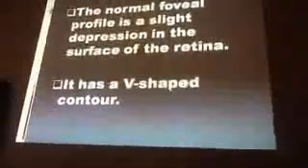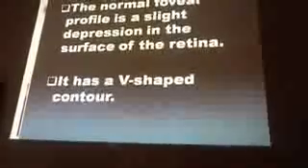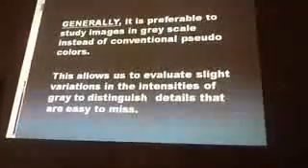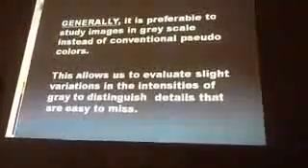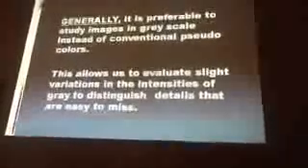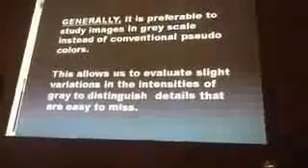Now, the normal foveal profile is a slight depression in the surface of the retina. It has a V-shaped contour. Very important, we know that. So that's the V shape here. Generally, it's preferable to study images in grayscale instead of the conventional pseudo-colors we've seen. This allows us to evaluate slight variations in the intensities of gray to distinguish details that are easy to miss.